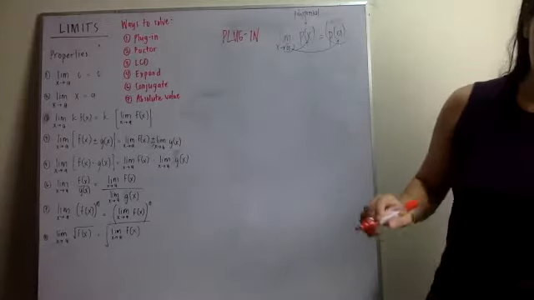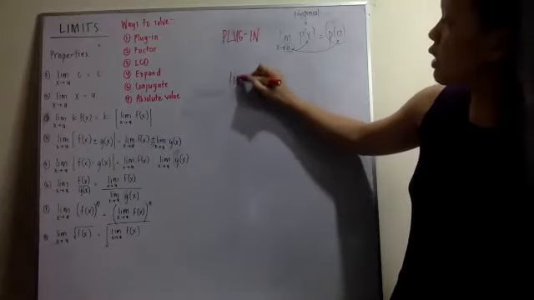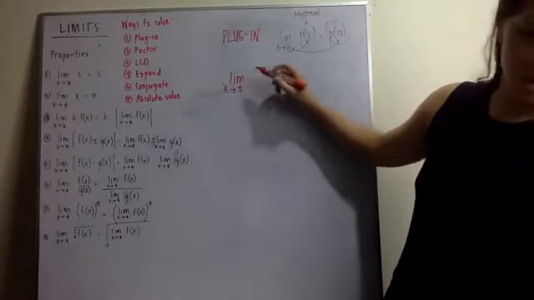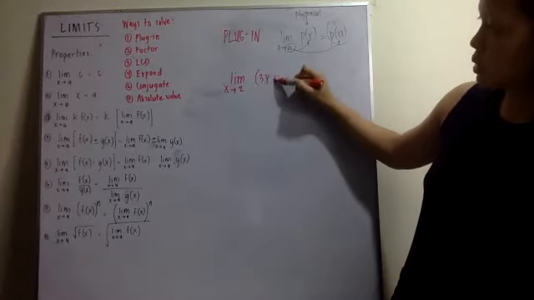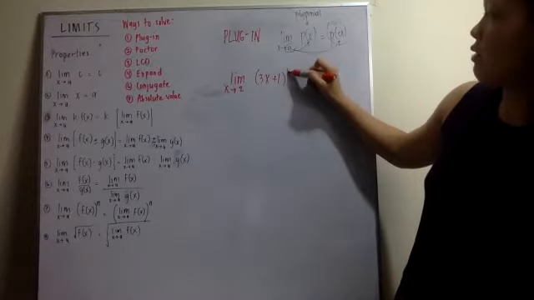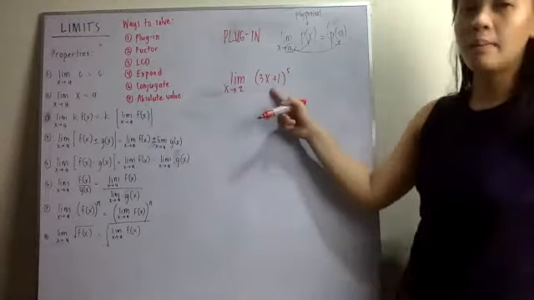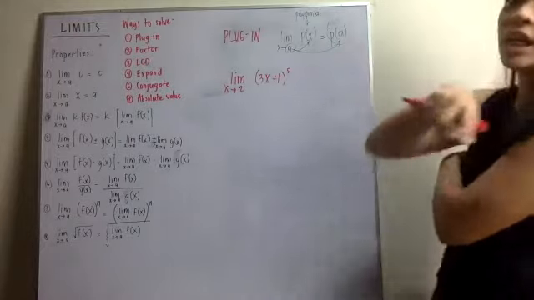Okay. For example, if we have the limit as x approaches 2 of 3x plus 1 raised to 5. Okay? This is just a polynomial, right? We can expand this into a polynomial with a degree. Okay?